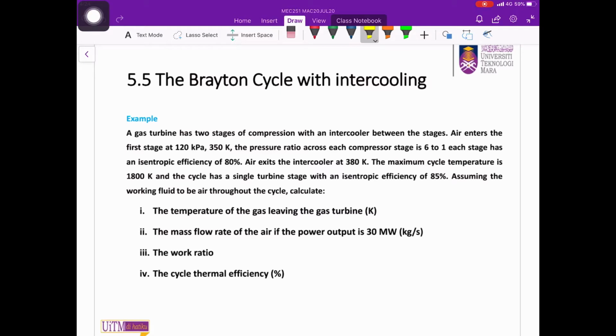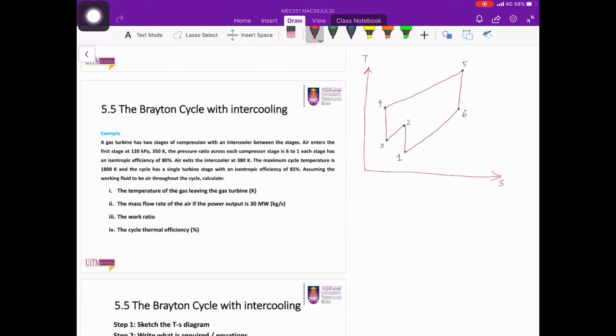the mass flow rate of the air if the power output is 30 MW, the work ratio, and the cycle thermal efficiency. If we draw the Brayton cycle with intercooling, we are going to get a similar diagram like this. Next, you will have to list out all the information given from the question.